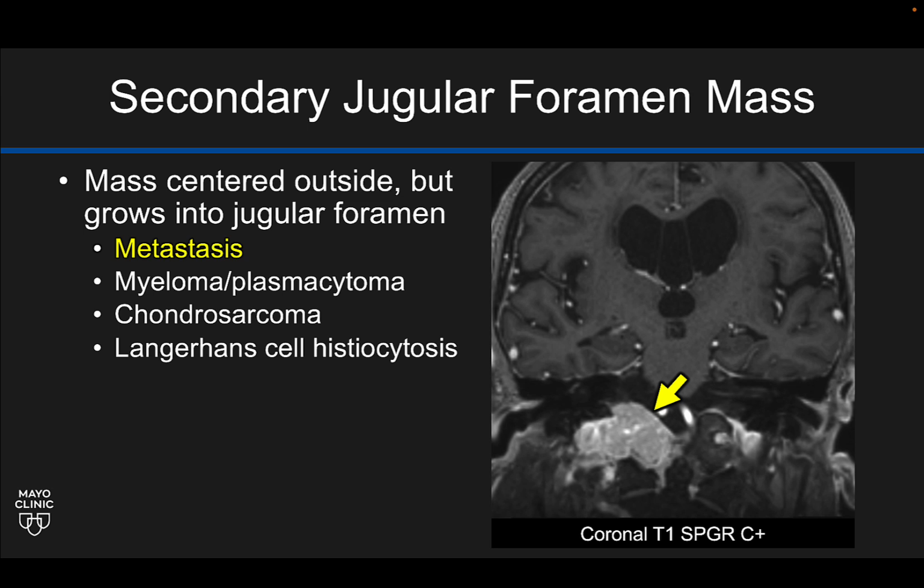Now that was our discussion of primary jugular foramen masses. We can also encounter secondary jugular foramen masses. I would say they're less commonly seen. And these are masses that are centered outside of but grow into the jugular foramen. Far and away, the thing that we see most commonly is going to be metastatic disease to the skull base. And sort of within that discussion, you might also consider myeloma or plasmacytoma as well. Sometimes skull-based chondrosarcomas can grow their way into the jugular foramen. And then you may see Langerhans cell histiocytosis as well, involving the jugular foramen at the skull base, much less commonly. But really, metastases will be far and away the most common secondary jugular foramen mass that you encounter.